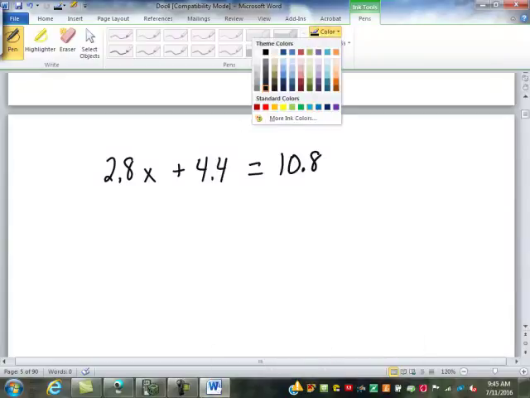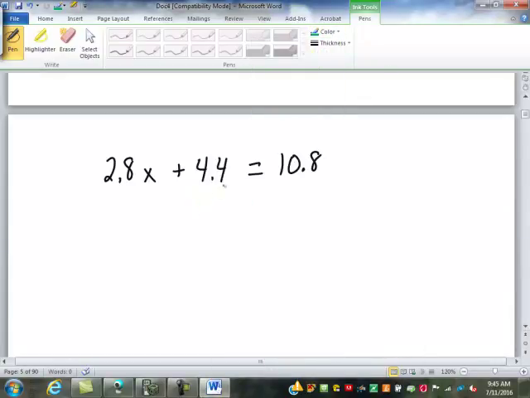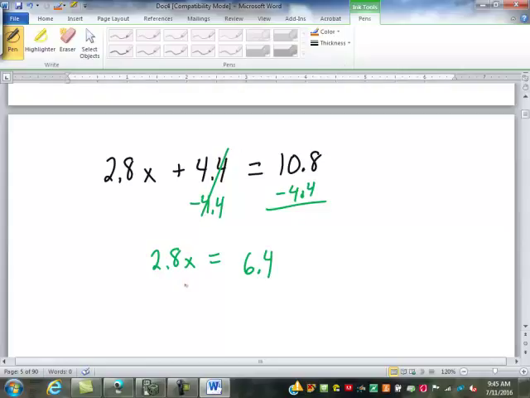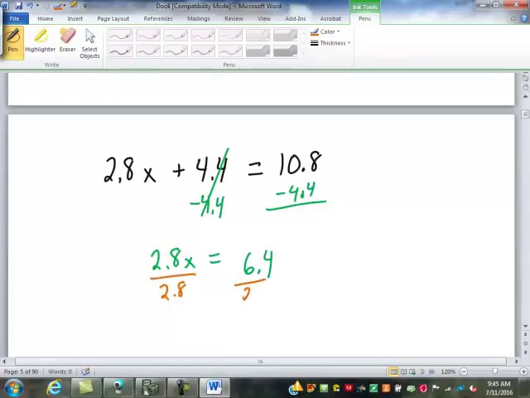So where do we start here? We subtract the 4.4. So we're left with 2.8x here. We subtract 4.4 over here to get 6.4. Then what? We'll divide by the 2.8 to get x is equal to 2.285714286 approximately.